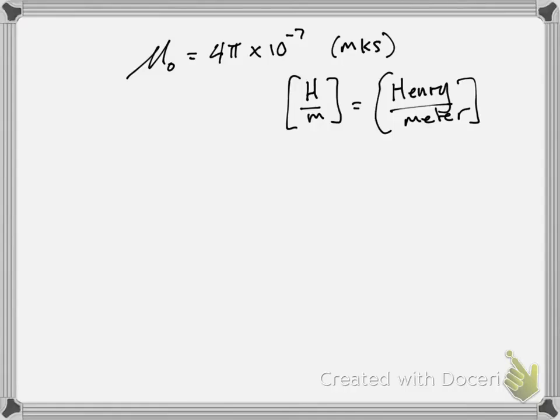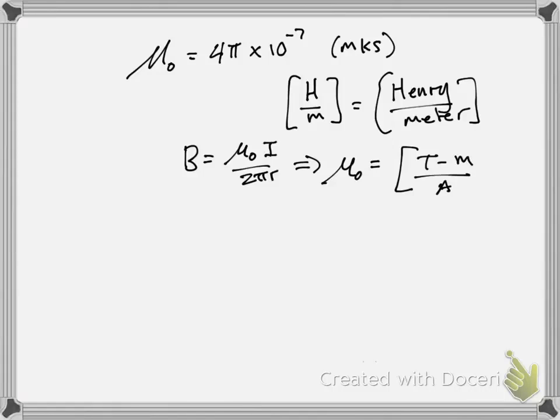But the units of mu0 also, you can see, must be, if B is equal to mu0 I over 2 pi r, then we solve for mu0 in units. What we're going to get is Tesla times radius, which is a meter, over ampere, a Tesla meter over ampere, which is, it turns out, also a Henry per meter, but we haven't learned the unit Henry yet. In any case, the MKS value of mu0 is 4 pi times 10 to the minus 7.